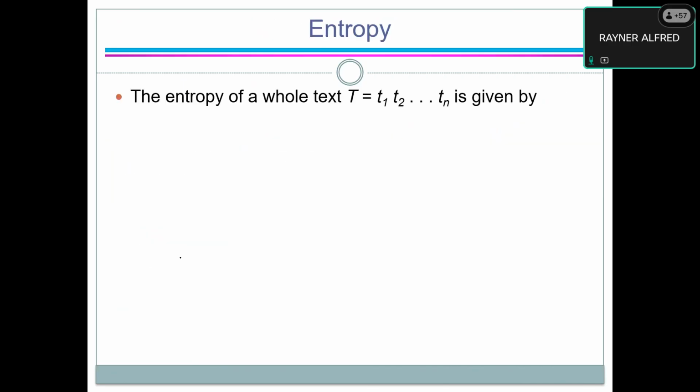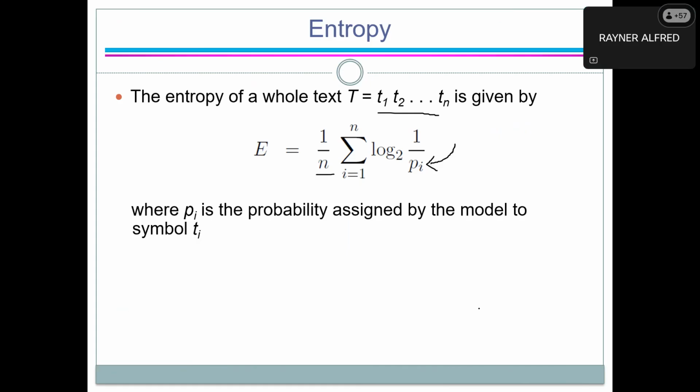So what is this entropy? For example, we have a whole text, and we have these symbols. The entropy can be defined as the average calculation of the weight given the probability of each of the terms that we have in your text, where p_i is the probability assigned by the model to the symbol t_i here.